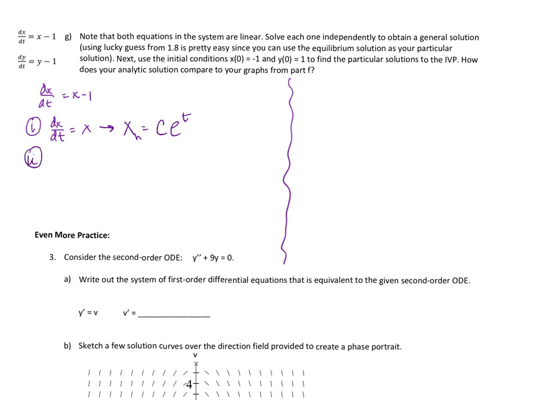Okay, step 2 is to find an x particular. We, in previous problems, have always used our lucky guess, our way of guessing x particular, but sometimes, like in this case, there is an easy particular solution to find, the equilibrium solution, which you find by setting dx/dt equal to 0. So we get x equals 1. So the constant solution, or the equilibrium solution, is x of t equals 1 for all time, and that is my x particular.